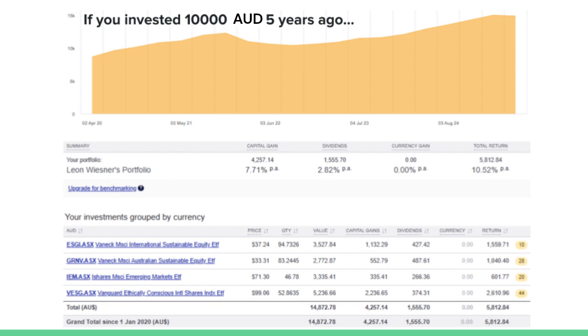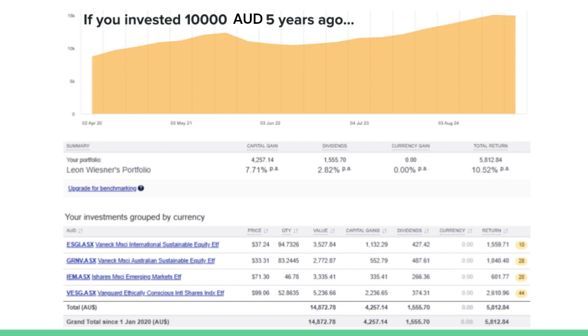Now, if we look at the growth over the last 5 years, it's pretty decent. If you had 10,000 five years ago, you would now have about 15,800. So about 10.52% per annum growth, which is honestly pretty decent.